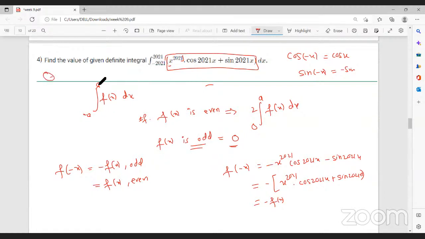Only if the limit is carried from minus a to a. Both the limits should be the same.